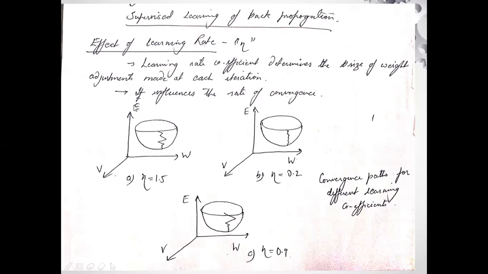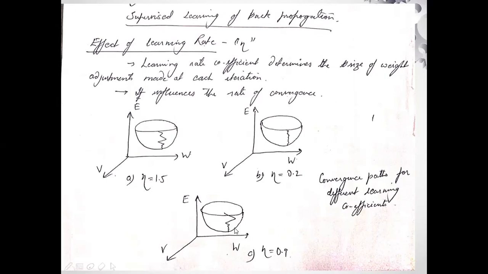See, this is E. Let me define this graph for you. This is E. This is W. E is representing the error. W is representing the weights between the hidden layer and the output layer. V is representing the weight or the synaptic link between the input layer and the hidden layer. And this is the rate of convergence which is being defined. Same with this. We have taken three parameters.